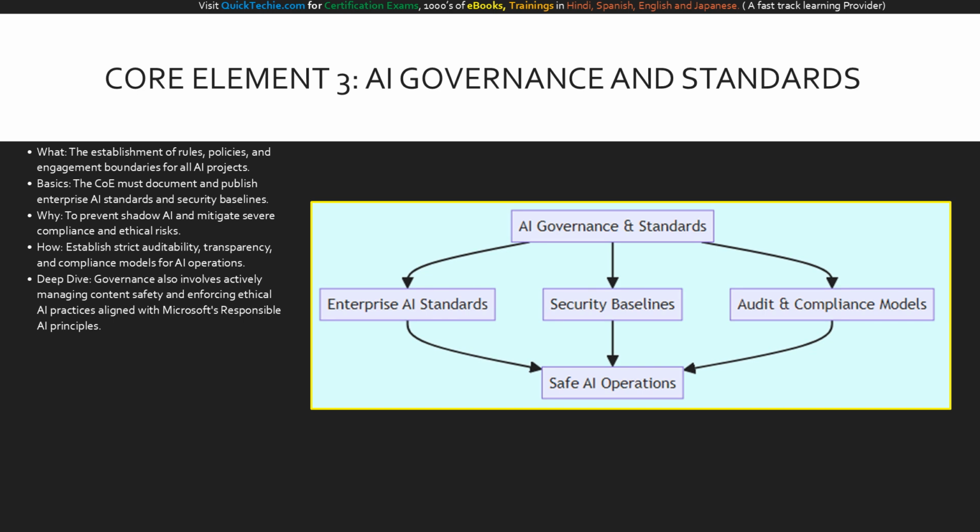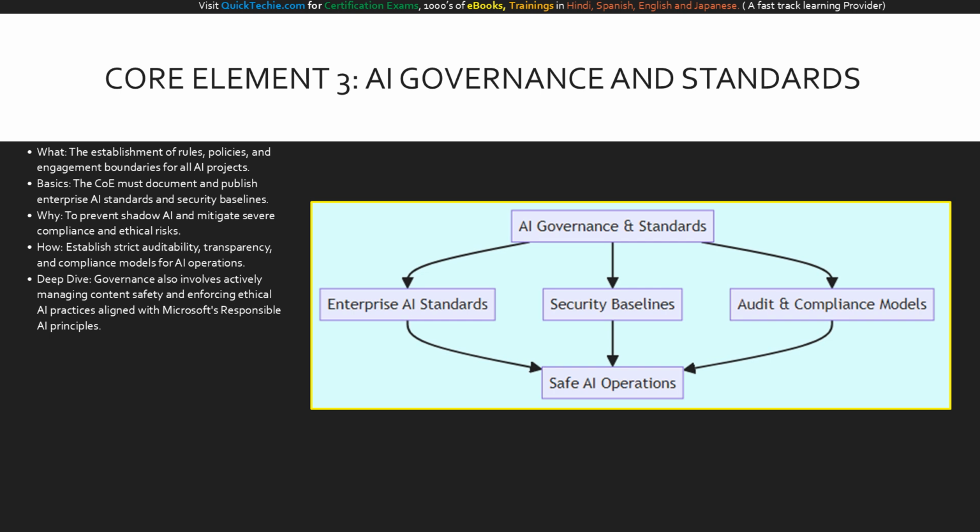Going deeper, governance isn't just about preventing data loss. It's also about proactively managing content safety and enforcing ethical AI practices. Your COE must ensure every AI agent deployed aligns perfectly with Microsoft's responsible AI principles, applying systematic oversight so that models remain fair, reliable, and secure for all users.